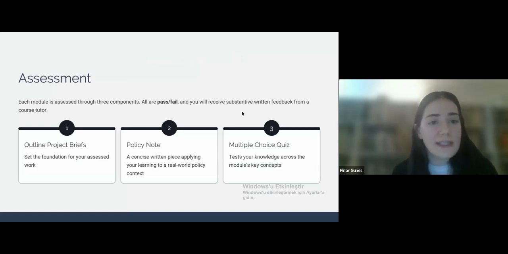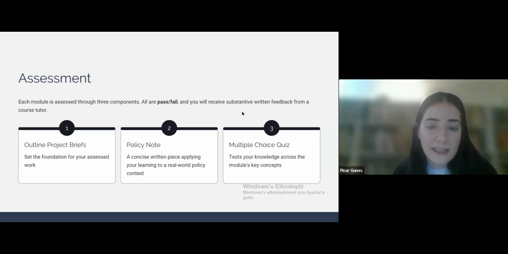So each module is assessed through three components. All are pass or fail, and you receive substantive written feedback from the course tutors. First, we have project briefs where you set the foundation for your assessed work, and then we have a policy note, where you write a concise piece applying your learning to a real-world policy context.